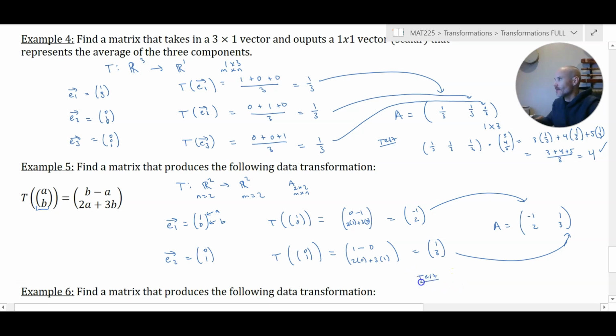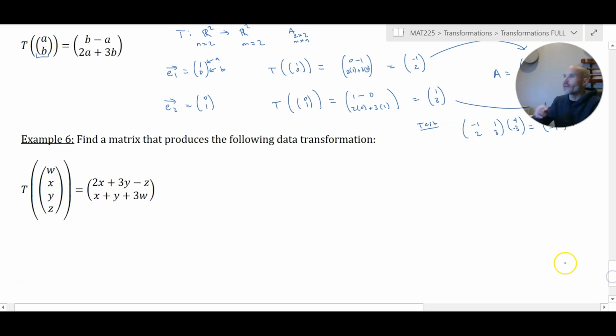Let's do a quick test. I'll just pick a vector, 4, negative 3. How about that? So if we take 4 times negative 1 plus negative 3 times 1 will give us negative 7. And if we take 4 times 2 is 8, minus 9 is negative 1. So let's see, did it do it? B minus A, negative 3 minus 4 is negative 7. 2 times 4 is 8, plus 3 times negative 3 is 8 minus 9, which is negative 1. This checks out.